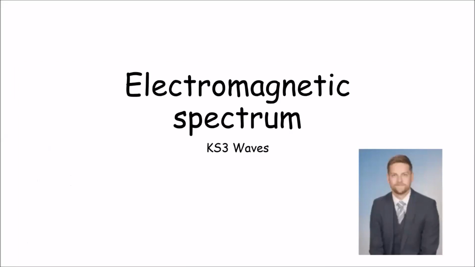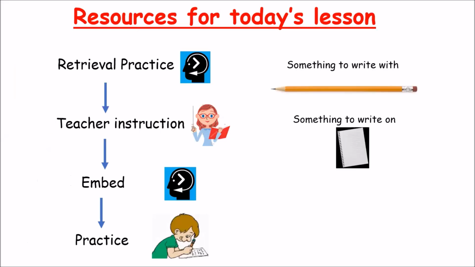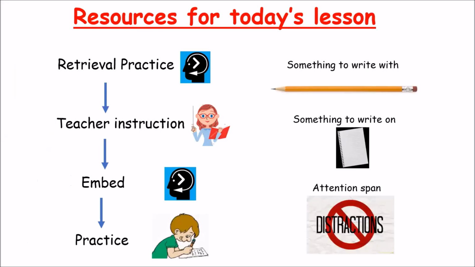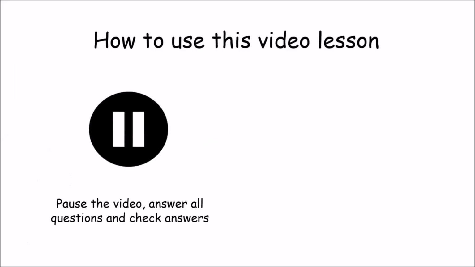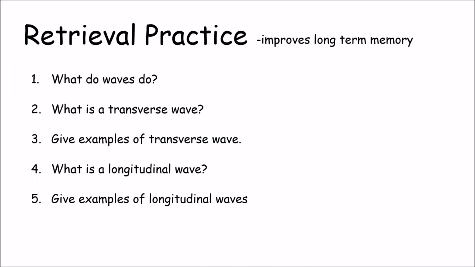Right, guys, we're on to the final part of this topic now, the electromagnetic spectrum. You're going to need something to write with, something to write on, and your attention span. Pause on all of the retrieval slides, have a go at them, then play it to see your answers and check them. When you're having a go at independent practice, rewind and rewatch the explanation as much or as little as you need to. Let's get going.